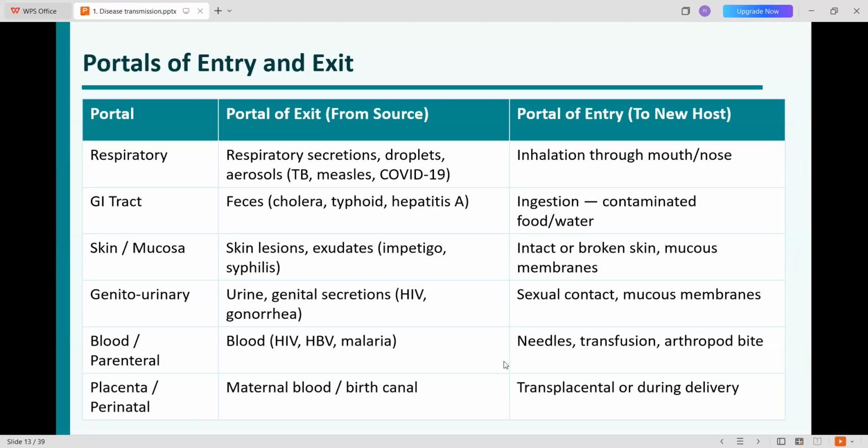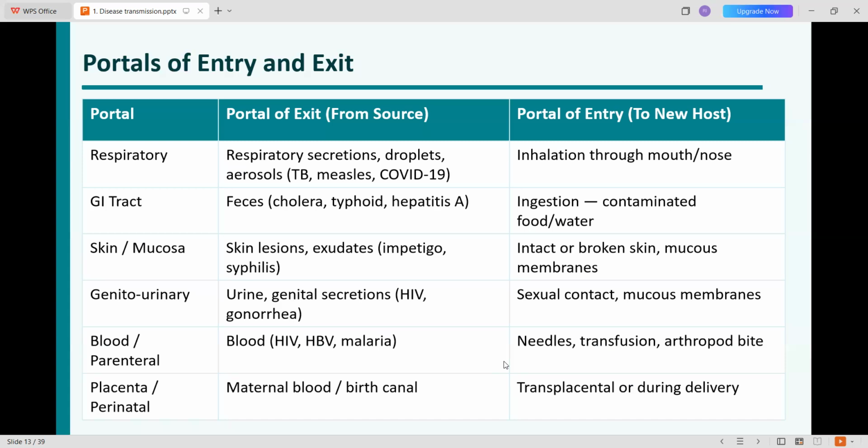In the GIT tract, the exit point is feces, for example cholera, typhoid, and hepatitis A, whereas ingestion of contaminated food and water is the portal of entry. For skin and mucosa, the portal of exit is skin lesions and exudate, for example in impetigo and syphilis, whereas entry occurs through intact or broken skin and mucous membrane. Genitourinary: exit is through urine and genital secretions, for example HIV and gonorrhea. The portal of entry is sexual contact and mucous membrane.